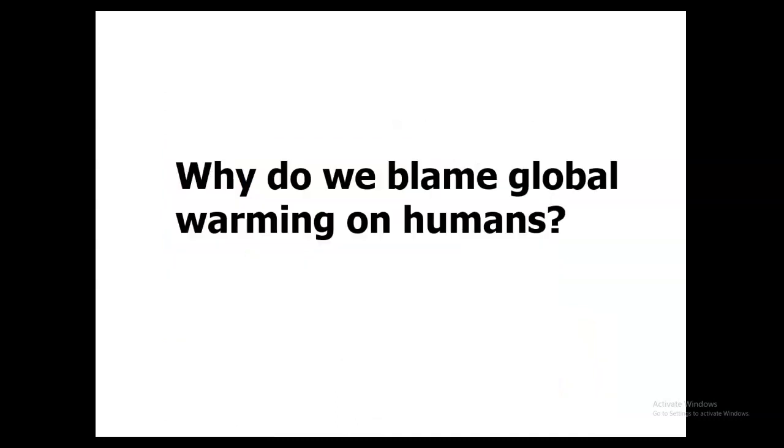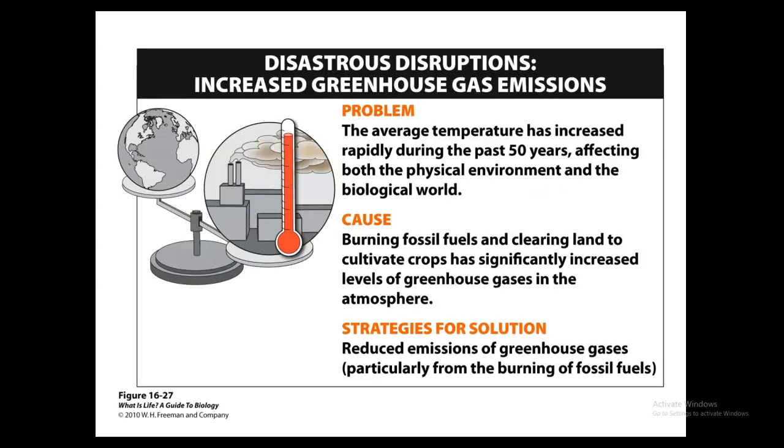So why do we blame global warming on humans? Well, humans have increased the amount of greenhouse gases in the atmosphere. We do this by burning things such as fossil fuels for energy that we use, and they release carbon dioxide. Right now, you hear a lot of this in politics and talks. It's called your carbon emissions.